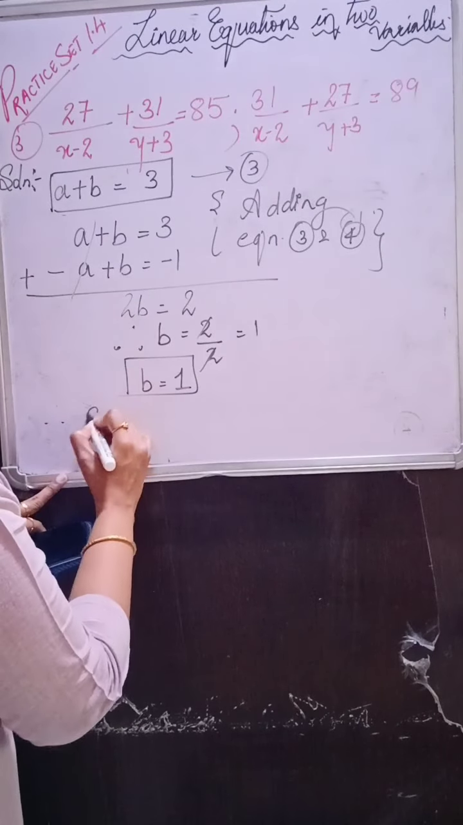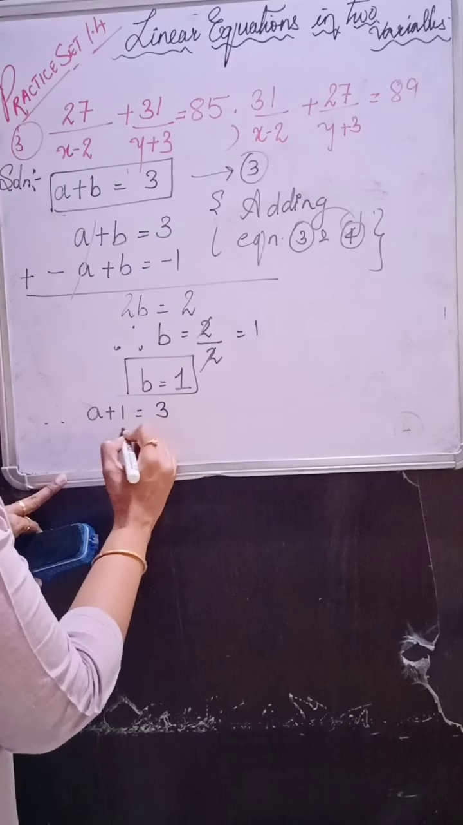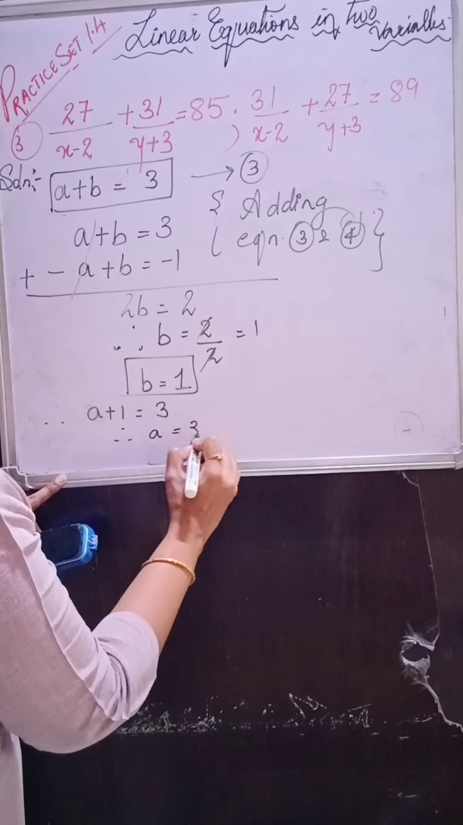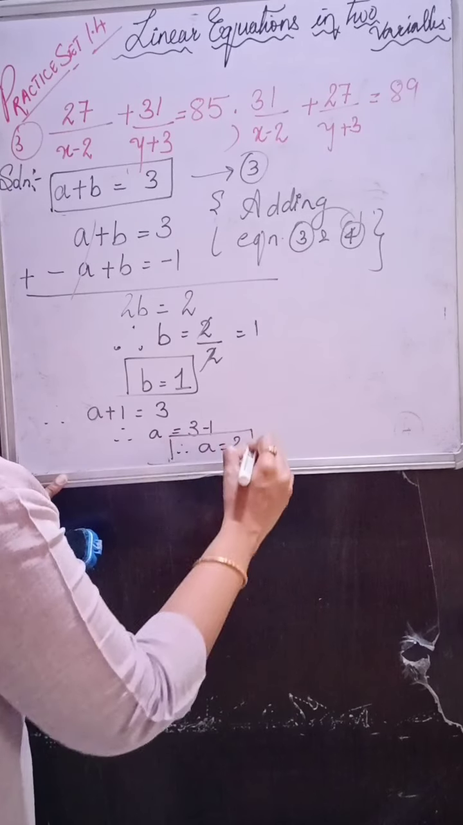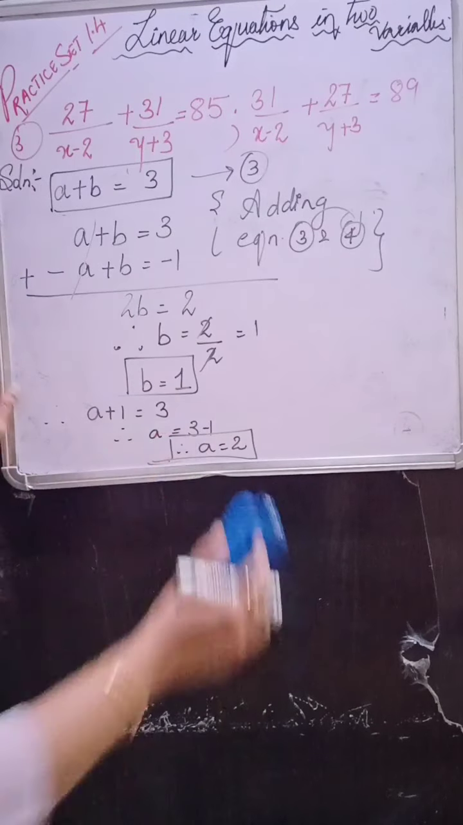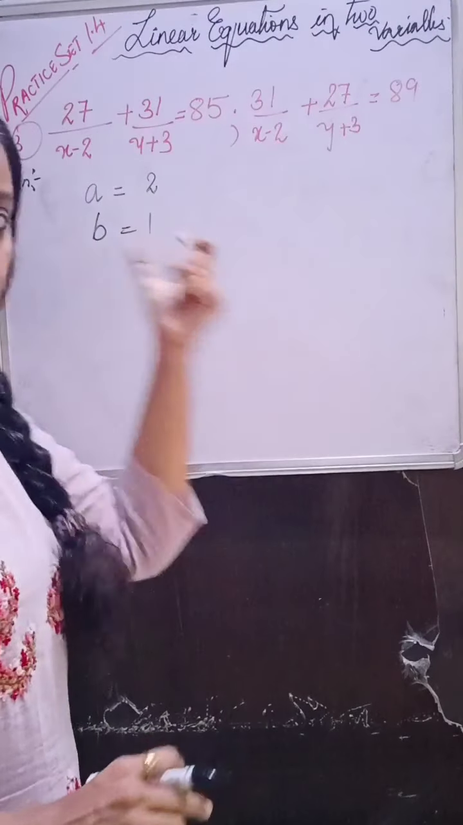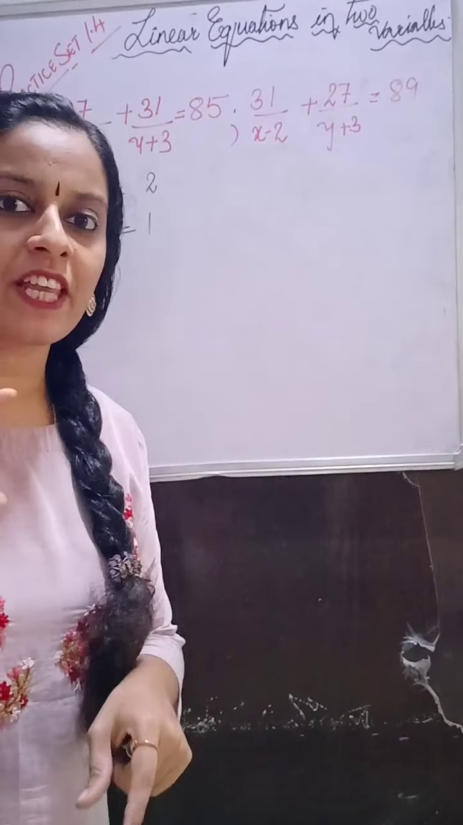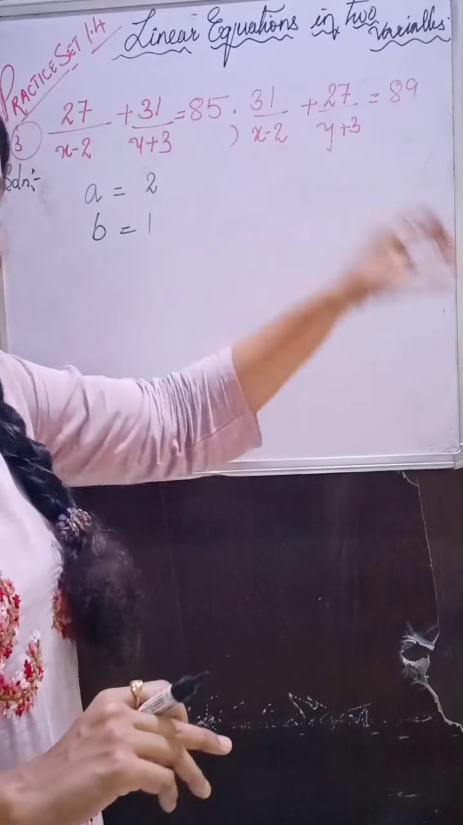Therefore, a plus, in place of b put 1, equal to 3. So a will be 3 minus 1. A we got 2. So when b is 1, a we got 2. Fine? Copied? Now we got a as 2 and b as 1. Are we interested in variables a and b? No. We want variables x and y. So what is the next step?